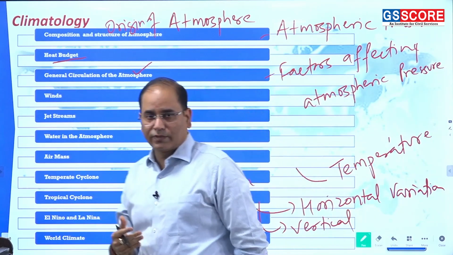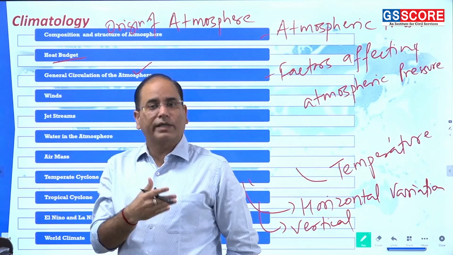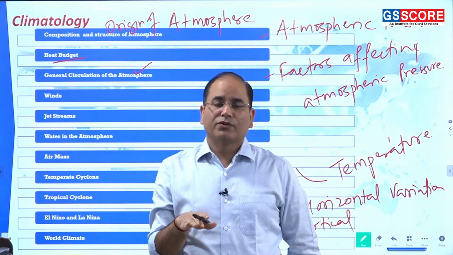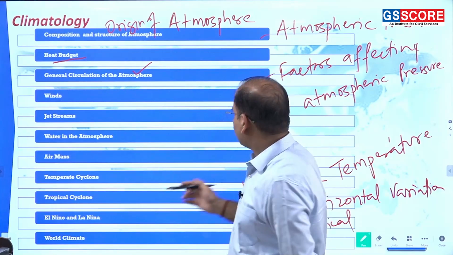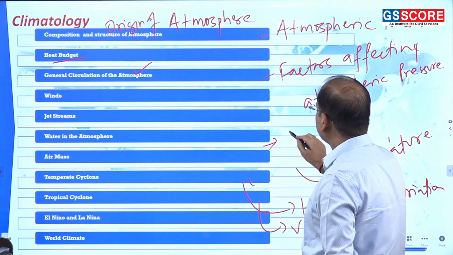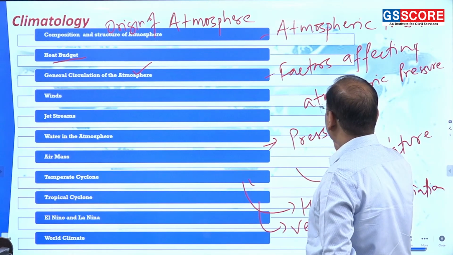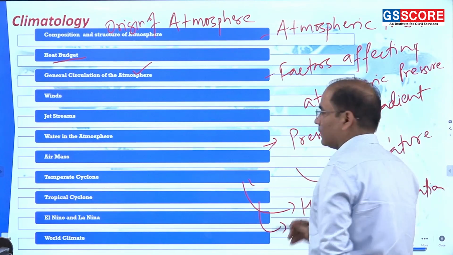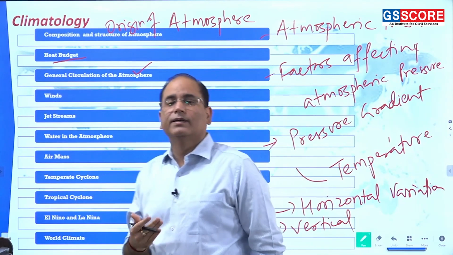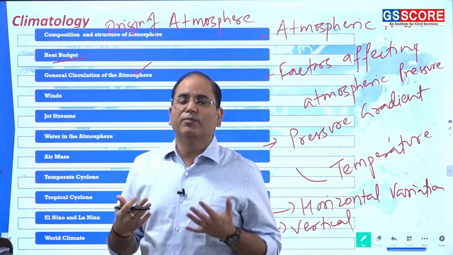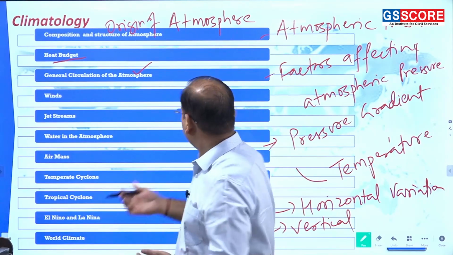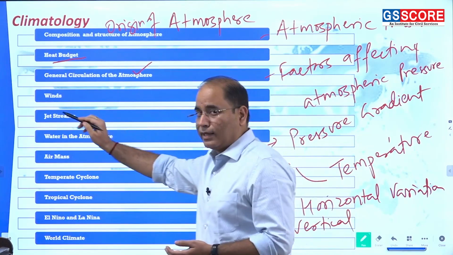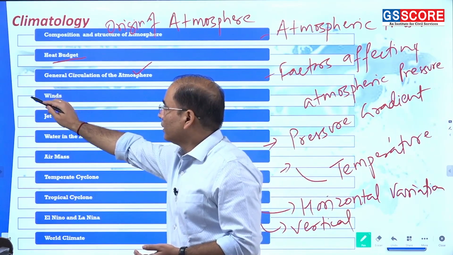factors affecting atmospheric pressure. When you have the pressure differences, because the pressure is not the same, so when there is a pressure difference, obviously this pressure difference will give birth to the pressure gradient. So the topic of pressure gradient will help in the movement of air, and that air moving horizontally will be known as wind.